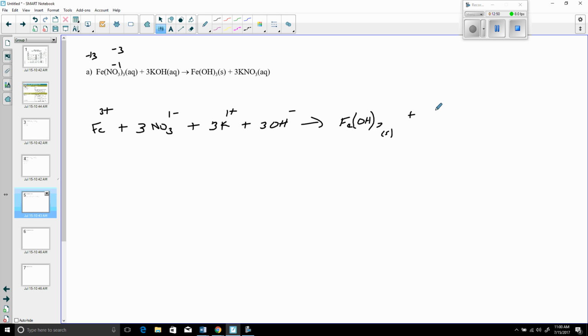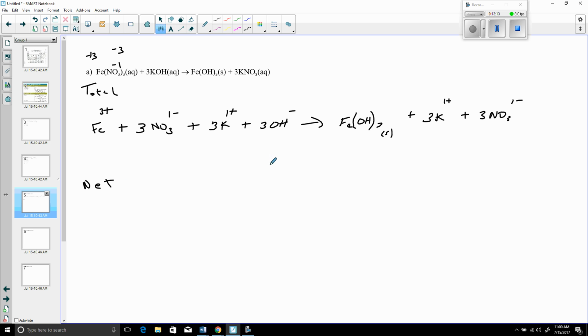And then lastly, the KNO3, see that coefficient 3, K 1 plus, 3 NO3 1 minus. All right, and that's all there is. That's the total or complete. Now you need to do the net.